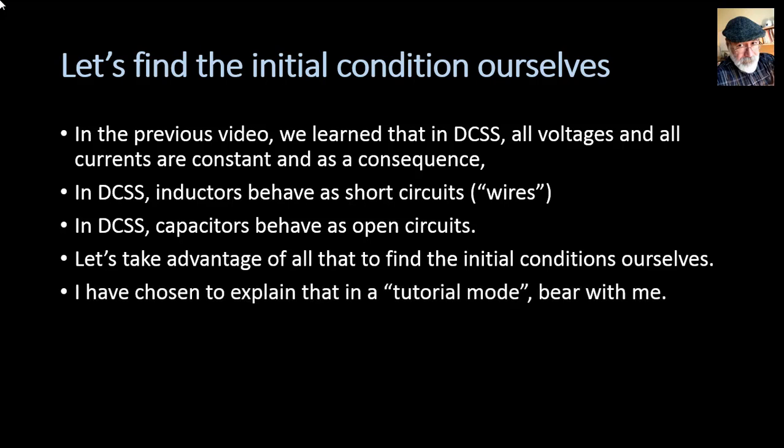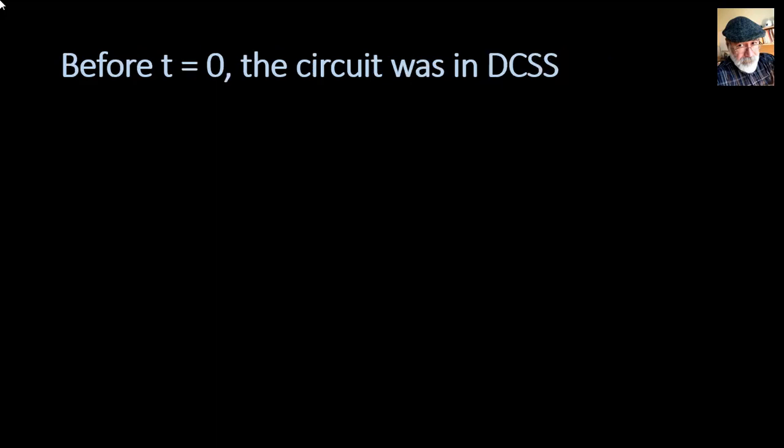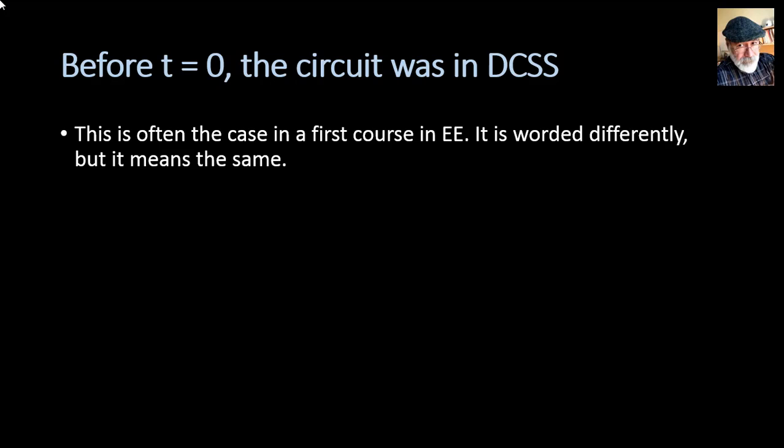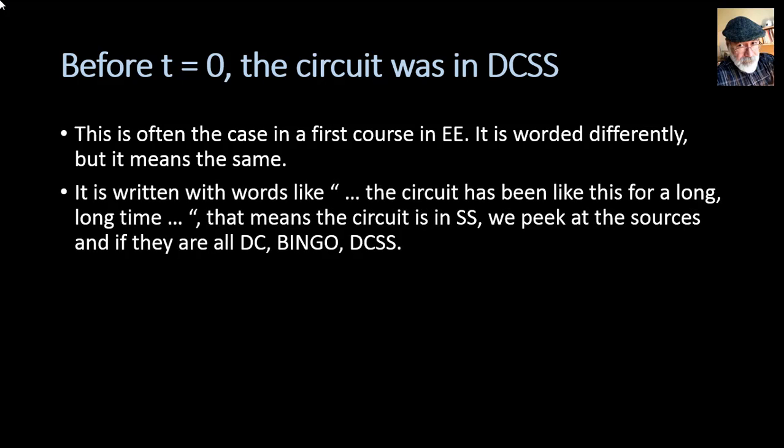I have chosen to explain that in a tutorial mode, so bear with me. This is often the case, that before t equals 0, the circuit was in DC steady state. Very often the case in first year courses in electrical engineering. It is worded differently, but it means the same. It's written with words like, the circuit has been like this for a long time. That means that the circuit is in steady state, and we look at the sources on their own DC.